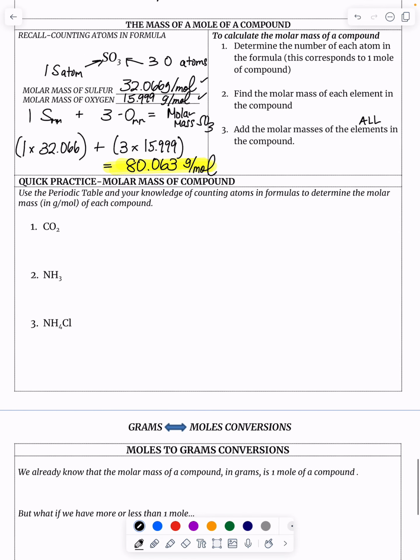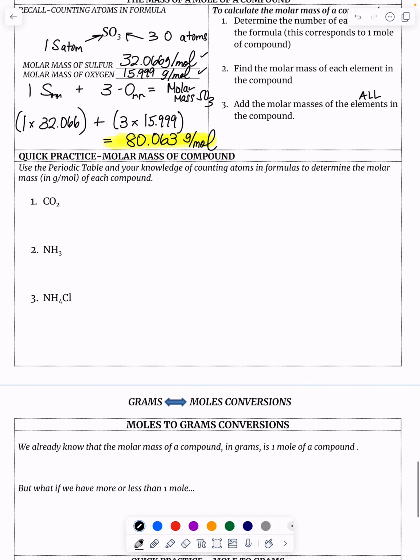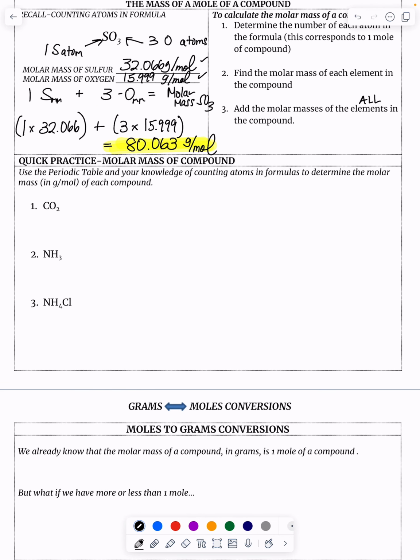I want you to take a moment to try and calculate some molar masses on your own. And in the next video, you are going to get the answers to this, and we're going to learn about how to convert between grams and moles. So make sure you have a periodic table, and I would like you to calculate the molar masses of CO2, NH3, and NH4Cl. Make sure you know this is nitrogen, hydrogen, and chlorine, not CiCl.